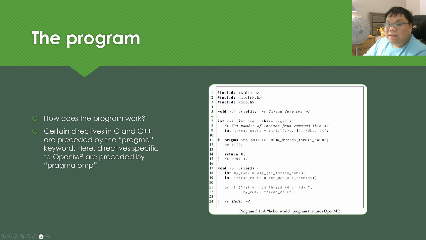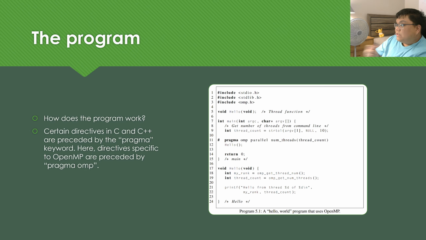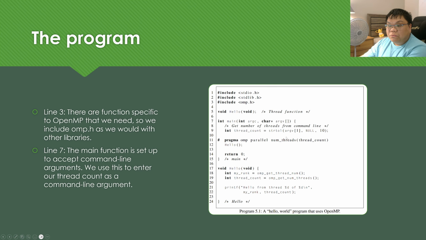So, let's look at that code really quick. Of course, we need to include omp.h. But it's not just OpenMP stuff that is within omp.h. We also have several directives, all prefaced with #pragma. So, pragma omp parallel is one of many such directives. And omp.h, we just include that like we would any other library.